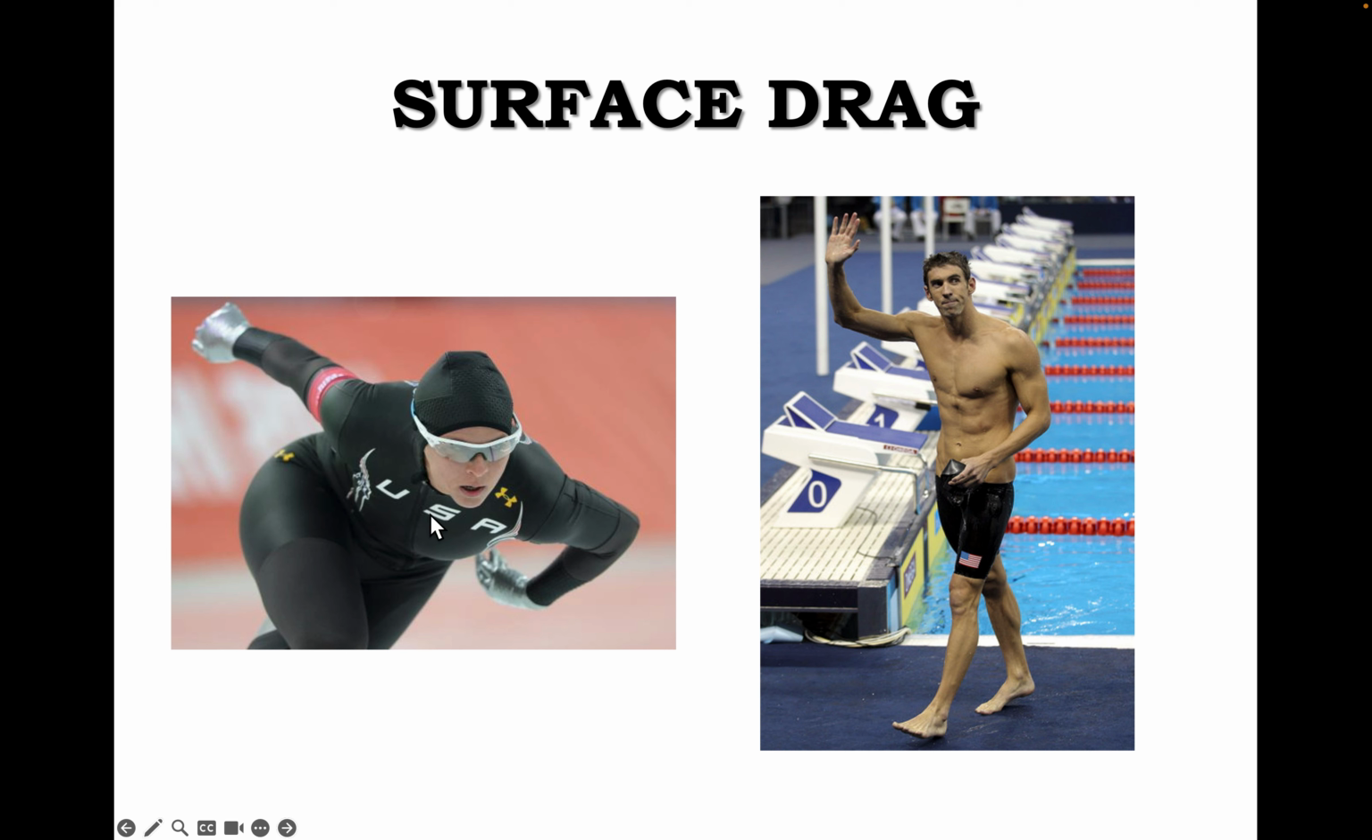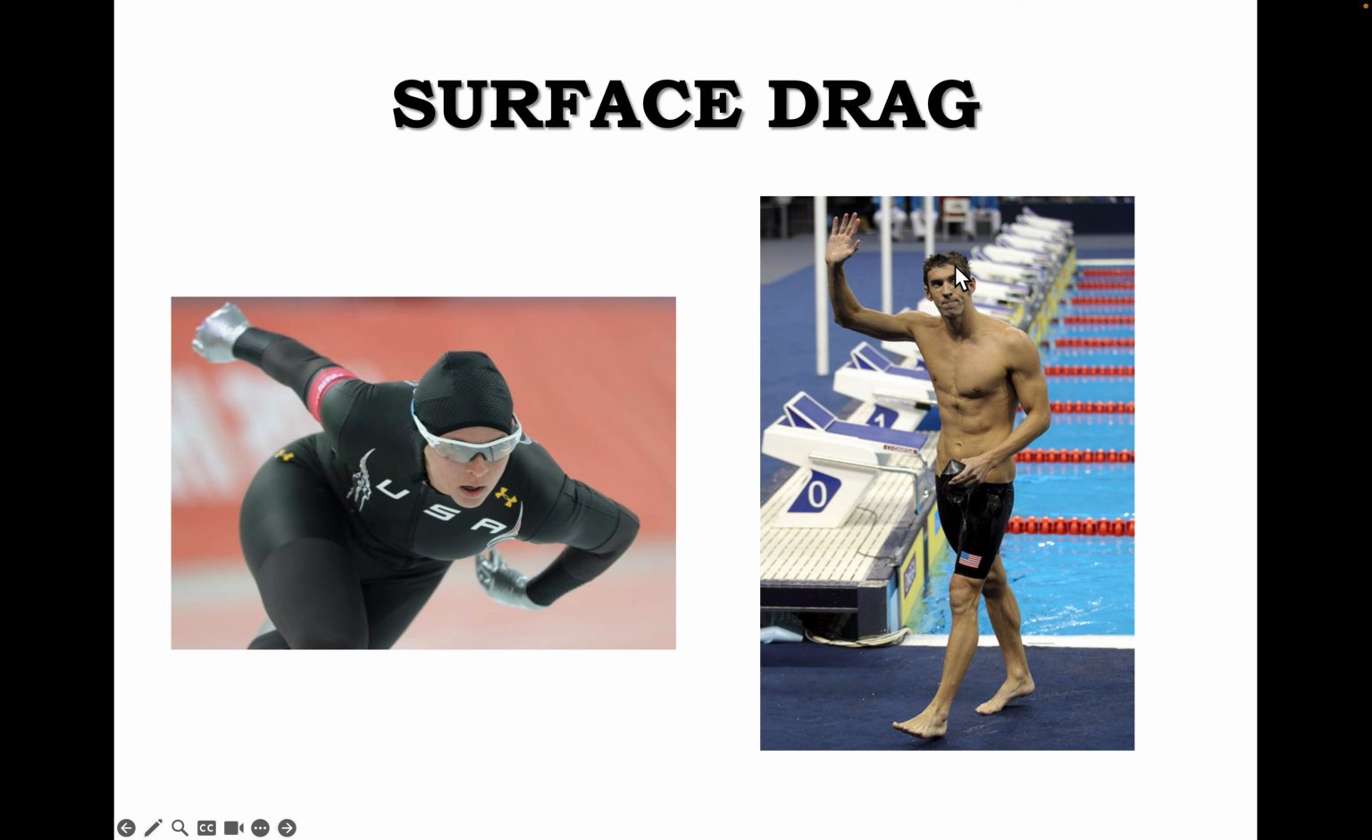Here's a couple examples. On the left here is a speed skater. Notice the speed skater is wearing a smooth, skin-tight suit. What this does is make the surface around this particular speed skater more smooth, meaning as the speed skater skates and flies through the air, the air molecules will more easily flow past, creating less surface drag. This means that speed skaters are able to reach a faster speed and maintain that faster speed without expending as much energy because surface drag is decreased.